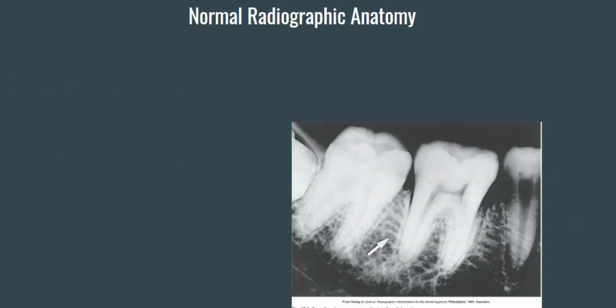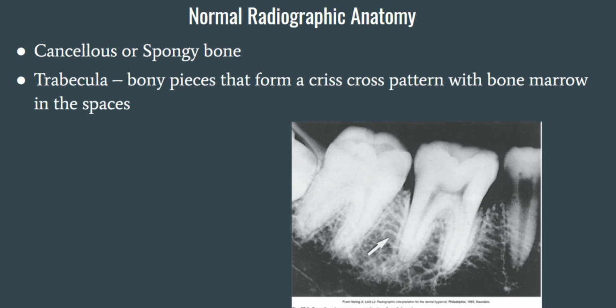The next type of bone is called the cancellous bone or the spongy bone. This is going to be soft and spongy, hence its name, spongy bone, and it's going to be located between two layers of cortical bone. And it also has these little things called trabecula, which are bony pieces that form a crisscross pattern, or some call it a lattice pattern, with bone marrow in those spaces. These trabecula are going to resist the passage of X-rays, so they are going to appear radiopaque.